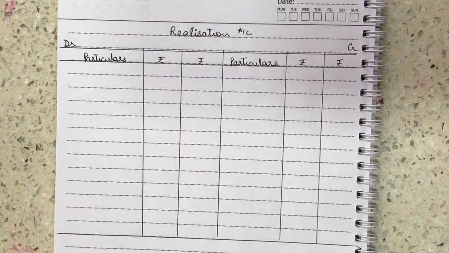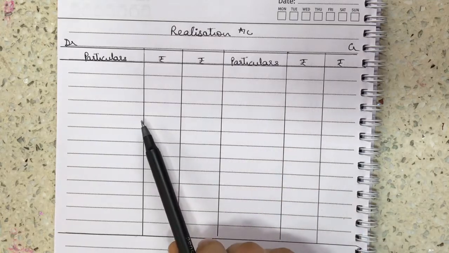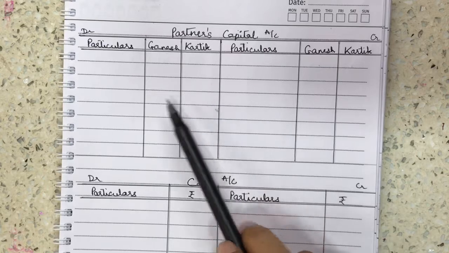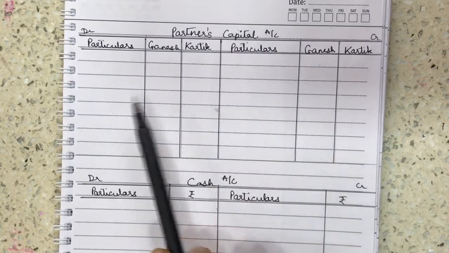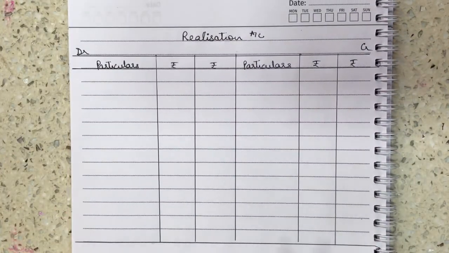See, this is my particulars, rupees, realization account. Again here two amount columns on debit side and credit side. This is my partners' capital account, Ganesh and Karthik, debit credit, and this is my cash account. Okay, these three accounts are required to be prepared. So let's start the sum. Always start with the balance sheet first.